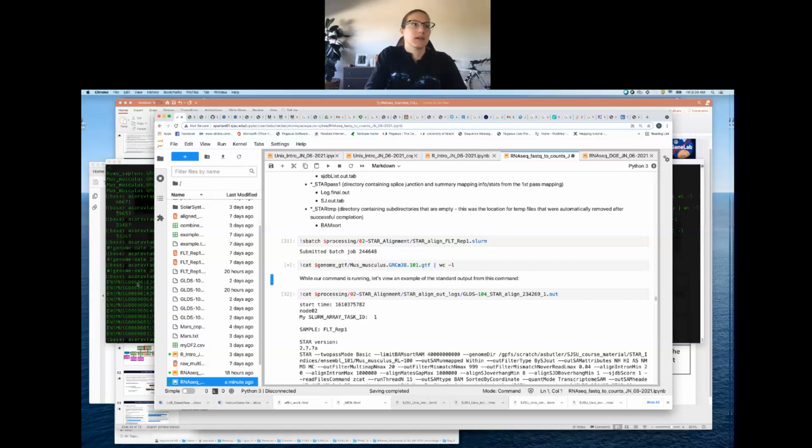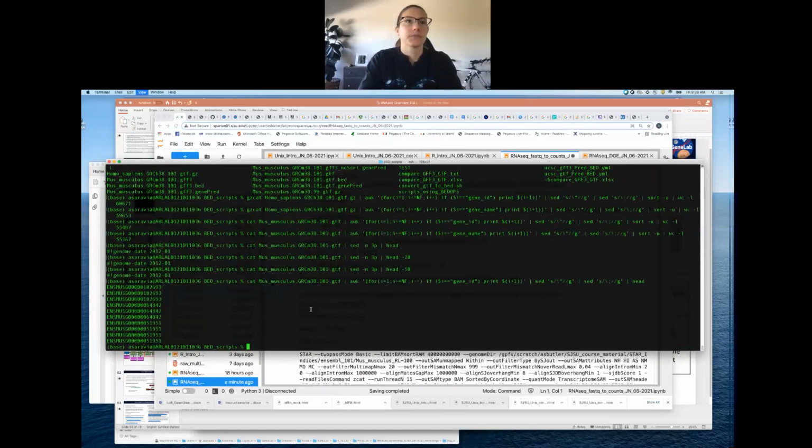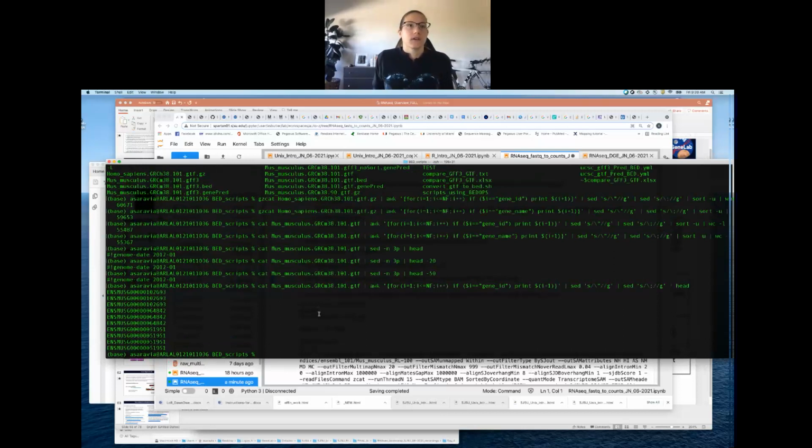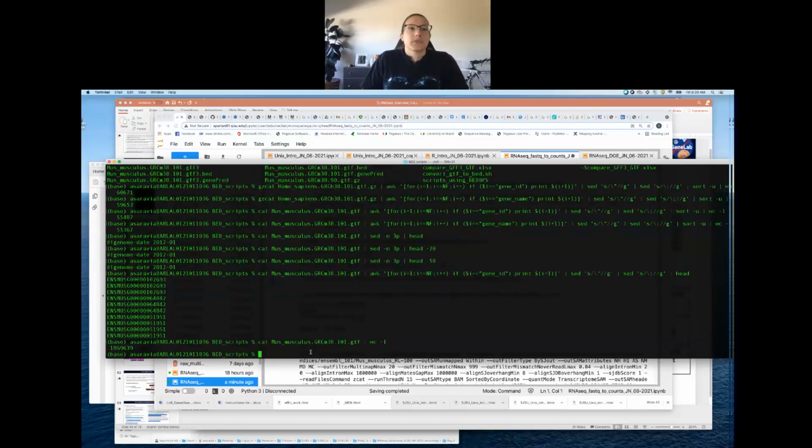Okay, rather than sitting here waiting for that to finish, I did it on the actual command line. So this is on my local computer. I'll run that command here, make it a little faster. If we take a look at the number of lines in that annotation file, we see that we have just under 2 million lines there.